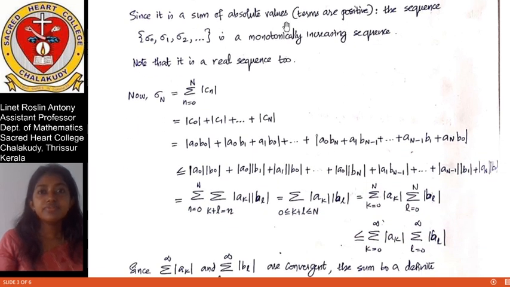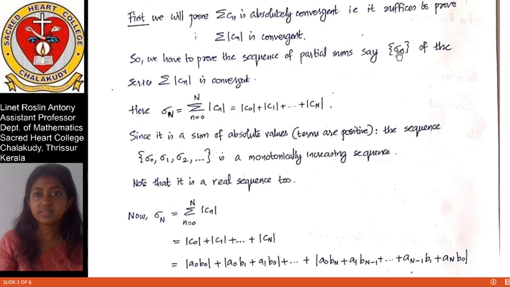Since it is a sum of absolute values, all the terms are positive, right? So when we are thinking about the sequence sigma n, first we have sigma 0. Sigma 0 will be modulus of C0. Sigma 1 will be modulus of C0 plus modulus of C1. Sigma 2 will be modulus of C0 plus modulus of C1 plus modulus of C2.